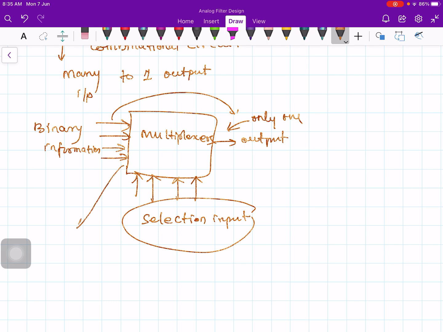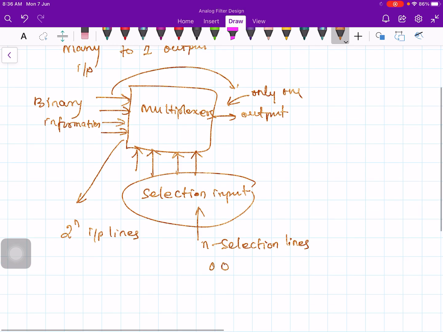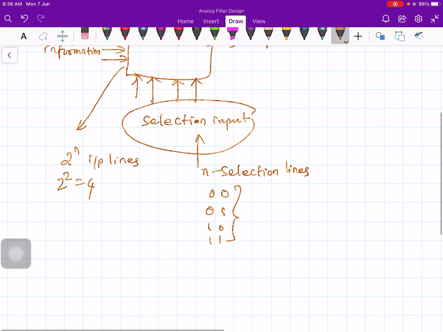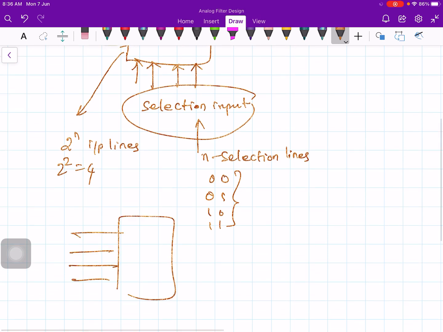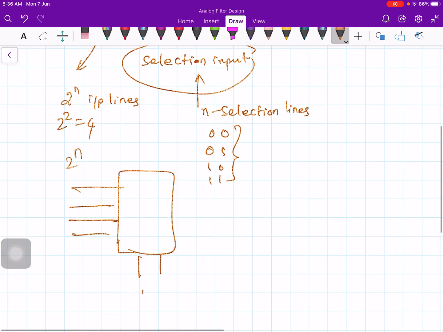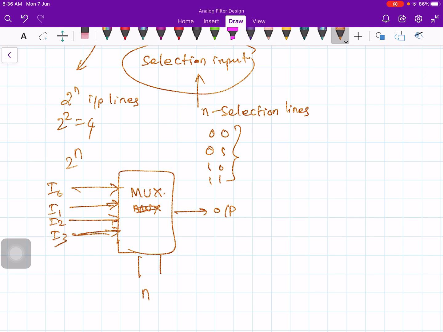Normally in the input side we will be having 2 power n input lines, and here we will be having n selection lines. If you take 2 bits at a time, 0 0, 0 1, 1 0, 1 1, these are the combinations of my selection lines. So 2 power 2, that is 4 inputs. So in the multiplexer I have 4 inputs, 2 selection lines, and 1 output. This is my multiplexer. In short form it is called MUX. The inputs are I0, I1, I2 and I3. So there are 4 inputs.